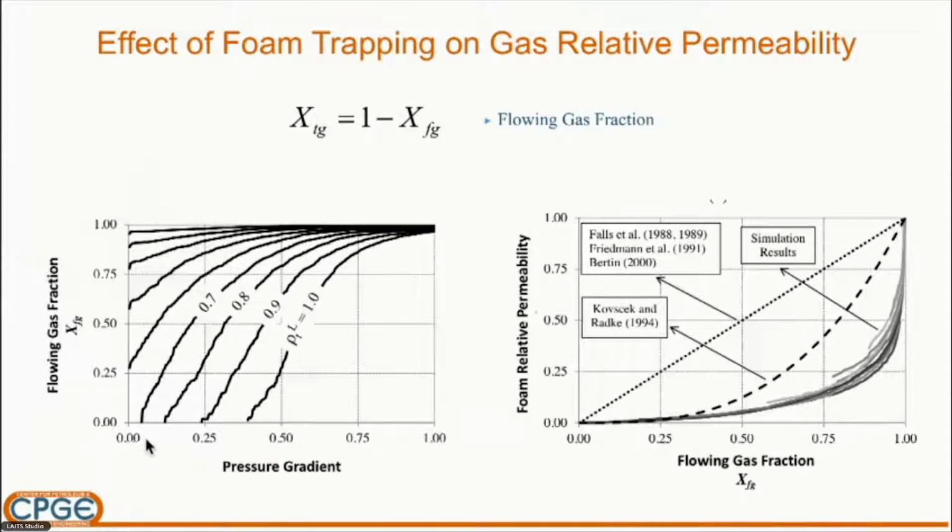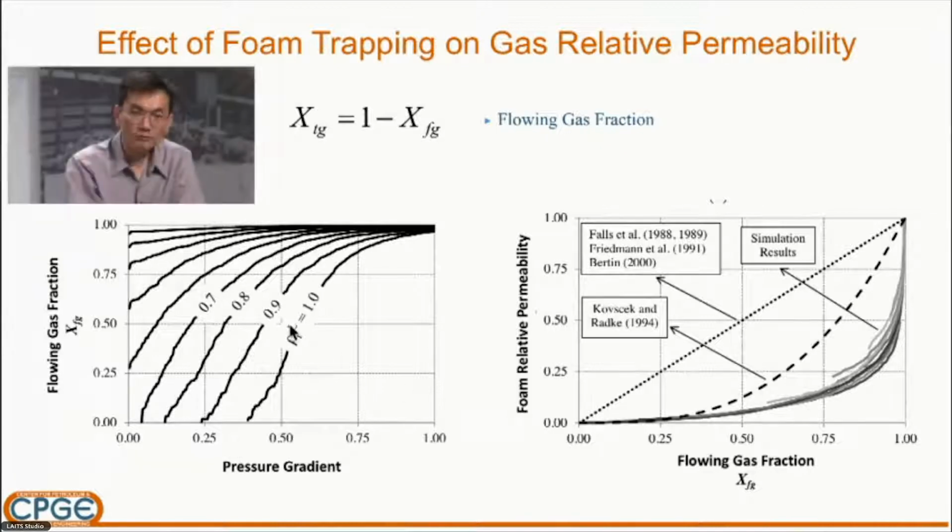If you plot the flowing gas fraction versus pressure gradient for different foam strengths or different foam densities, you remember I mentioned foam density in the first slide, that is, how fine the texture of the foam is. The stronger the foam, the harder it is to mobilize. In other words, you need to apply a higher pressure gradient to mobilize strong foam. And regardless of the bubble density, the relative permeability of foam is going to decrease significantly as the trapped gas fraction increases. This is a very critical rheological property of foam in porous media.